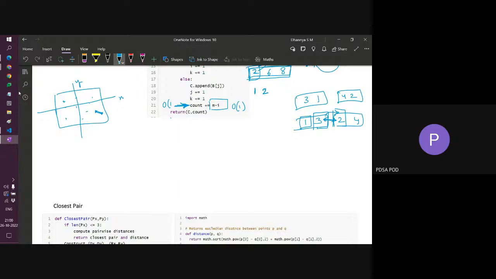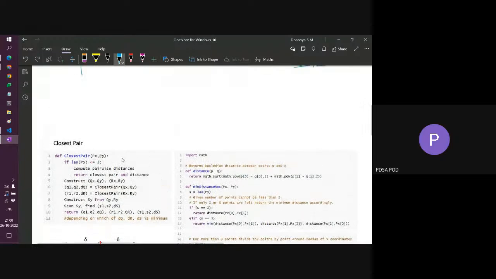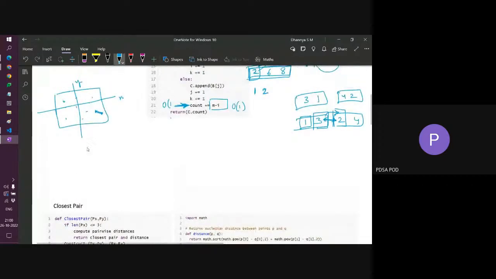So here, again, we make use of divide and conquer. In the earlier case, we saw that merge sort, which is a divide and conquer, actually improved the algorithm from O of n squared to O of n log n in case you only want to find the number of inversions. So here again, in this closest pair example, we do some such similar improvement.